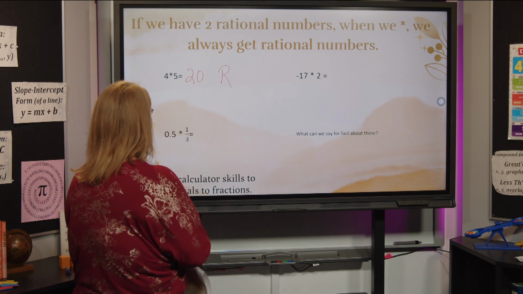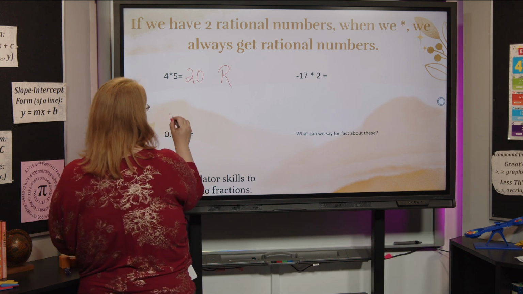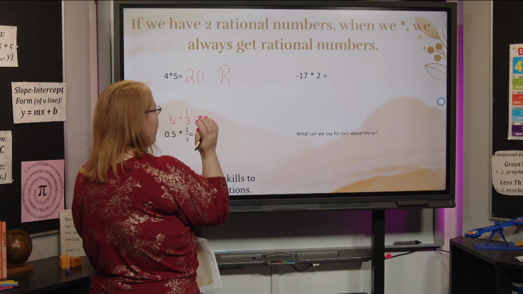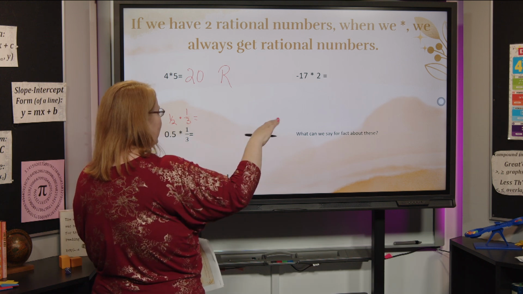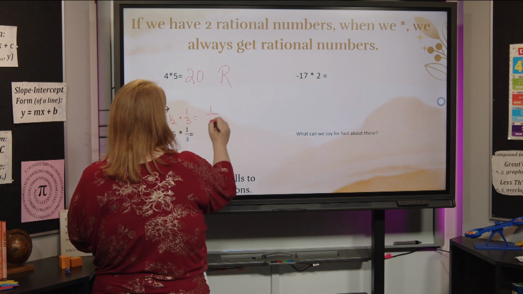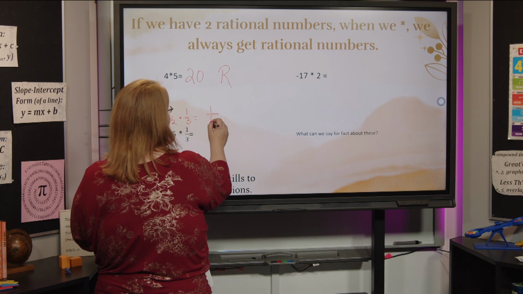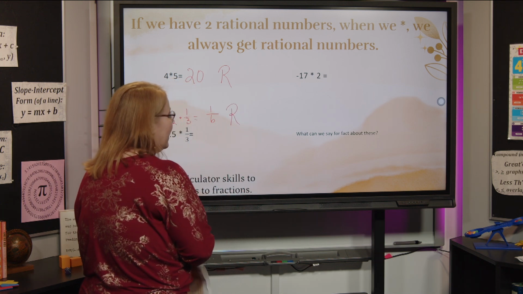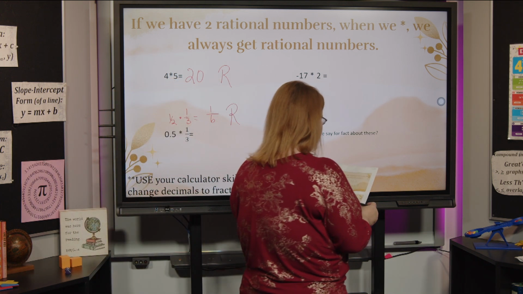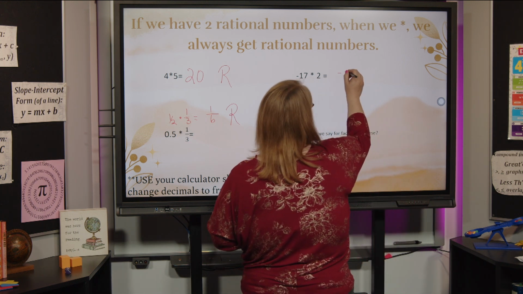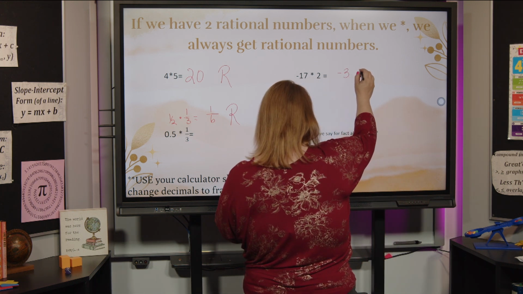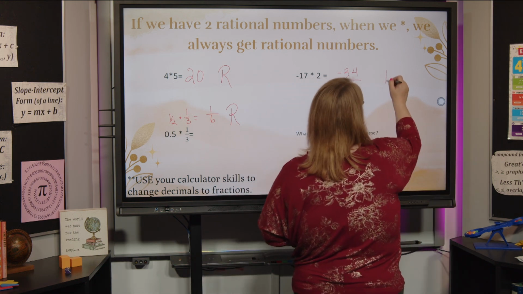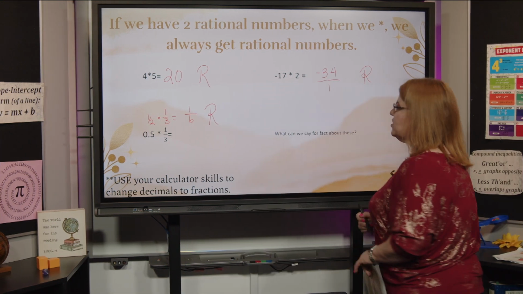Well, look down here. I have 1/2 times 1/3. And when we multiply fractions, I multiply straight across. 1 times 1 is 1. 2 times 3 is 6. That is a fraction, so it is rational. And then -17 times 2 is going to give me a -34. And I can put that over 1 and make it a fraction, so it is rational.